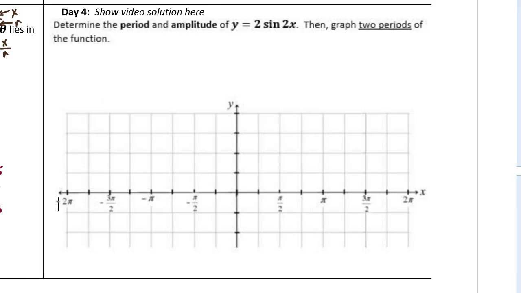Here's the answer for day 4. Determine the period and the amplitude of this trig function, and then graph 2 periods of the function.